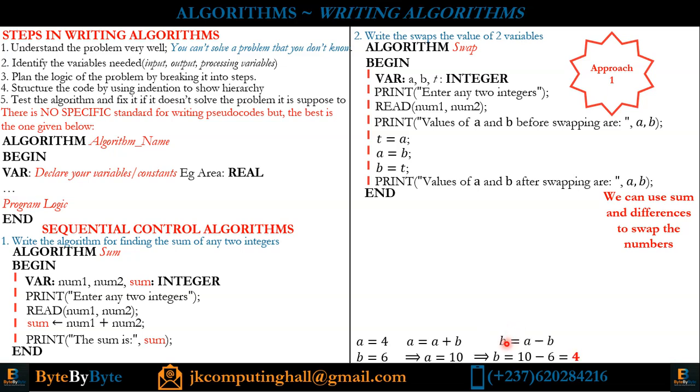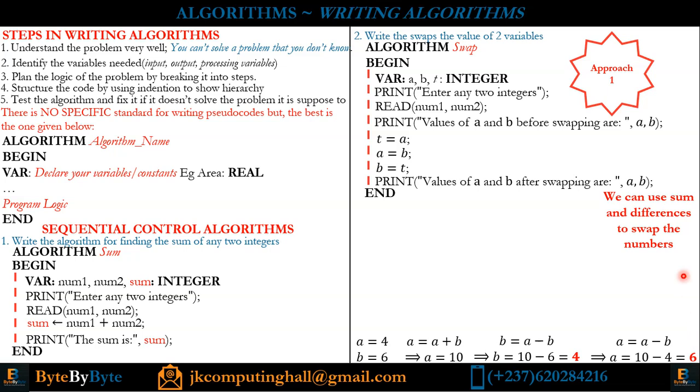Now, B takes now A minus B. Remember, A is now 10 and B is 6. So B becomes 10 minus 6, which is 4. And we end by saying A takes now A minus B. What is A? A is 10 and B has value 4, because from the previous operation we saw that B was 4, and when you subtract you have 6. So you see that at the beginning A is 4, B is 6, but at the end B becomes 4 and A becomes 6. This is the approach we use to swap two numbers without the use of a third variable.